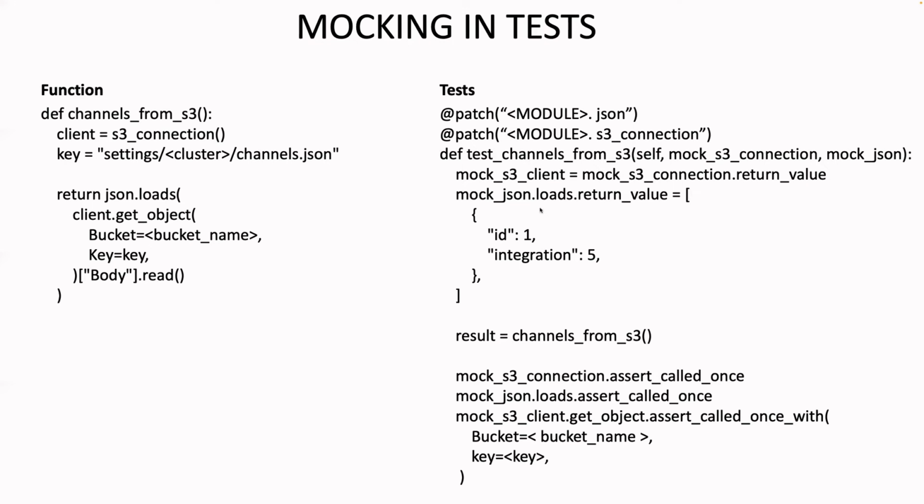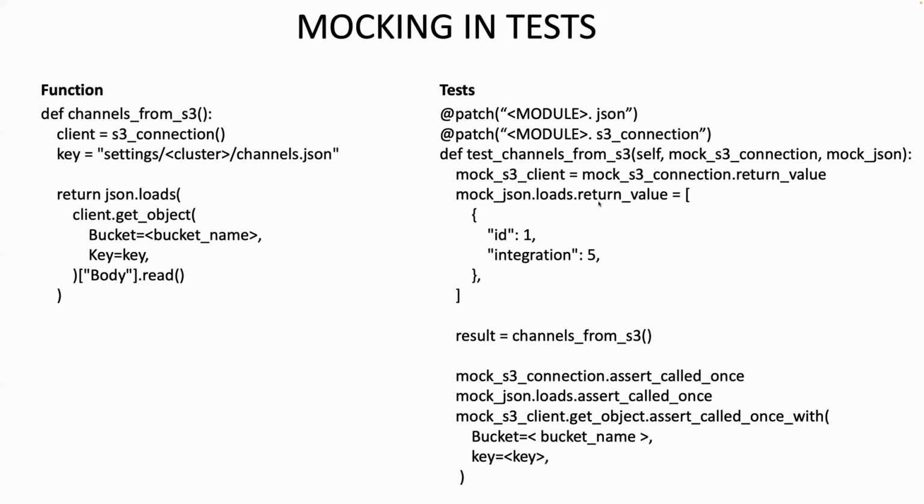So I'm just telling JSON loads what it's going to return because JSON loads is a function. So I just kind of wrapped it all together. And then we called the channels from S3. Now I put result here, but I don't think it was needed because then I can't assert what the result is. Actually, no, I could.